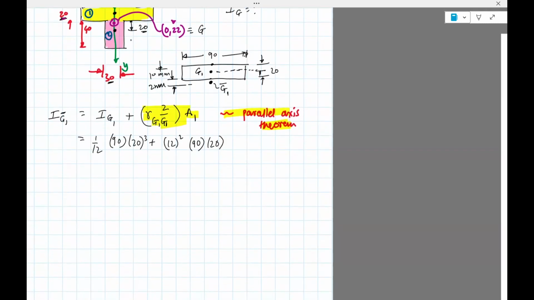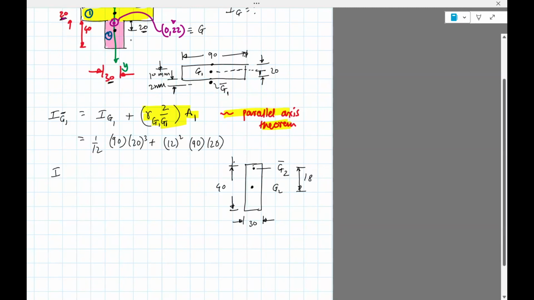You can do the same thing for the pink rectangle. For that one, G is right here. Let me call that G2 bar. The actual center is here, G2. The dimensions are the height is 40 and the thickness is 30. And the distance between G1 and G2 is, well, it's 20 minus 2, so it's 18.